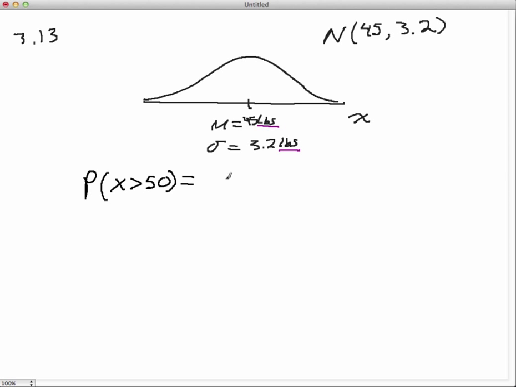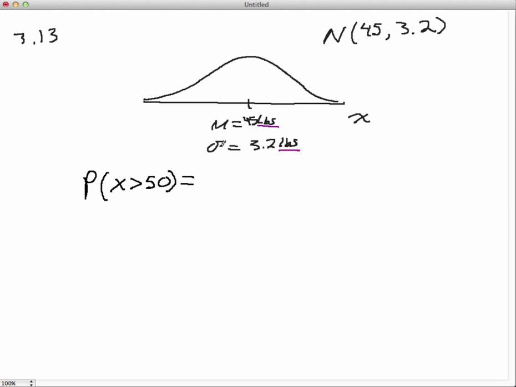Now contrast this to the last problem. In the last set of problems, in 3.5, we were looking for the position. We were given the area, asked to find the position. This time we're given the position, asked to find the area or the proportion.